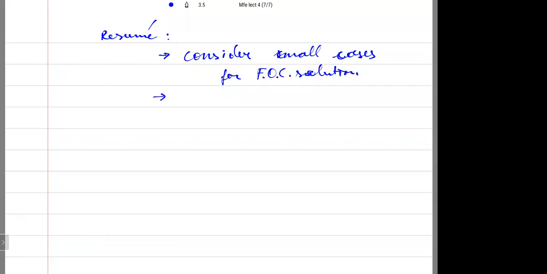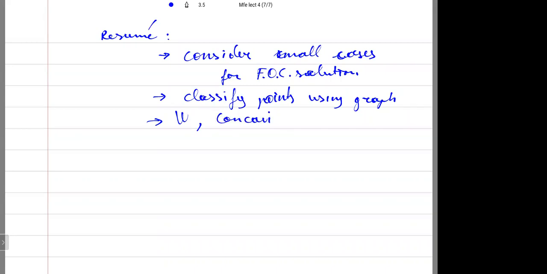Second point, when you check second order conditions, when you classify points, use the graph. If it's not possible to classify points using the graph, then use Weierstrass, then use concavity. We have not discussed concavity today. If it's not possible, then go with the bordered Hessian matrix. The important point here is that we use only active constraints.